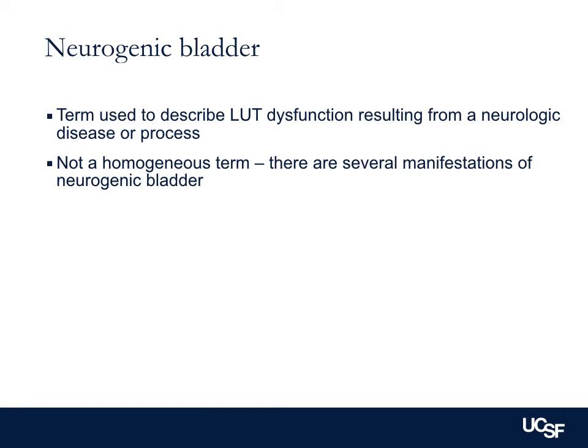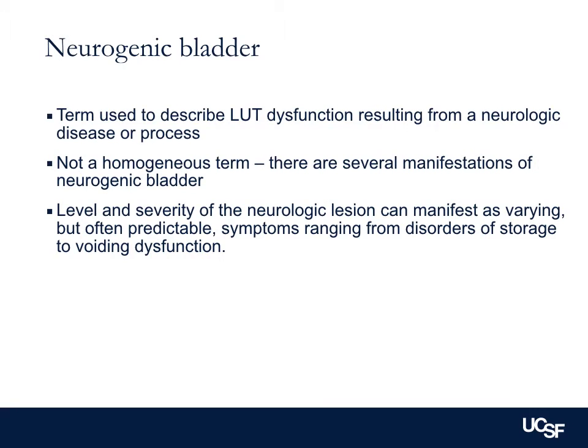It's not a homogeneous term. There are several different manifestations of neurogenic bladder, and the level and severity of the neurologic lesion can manifest as varying but often predictable symptoms ranging from disorders of storage to those of voiding dysfunction.